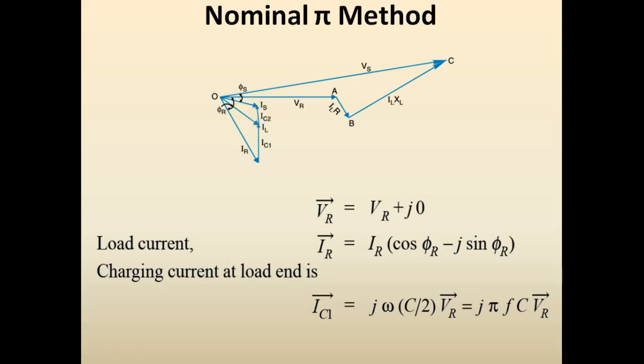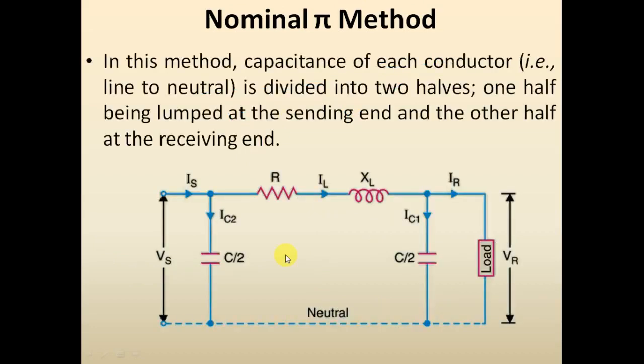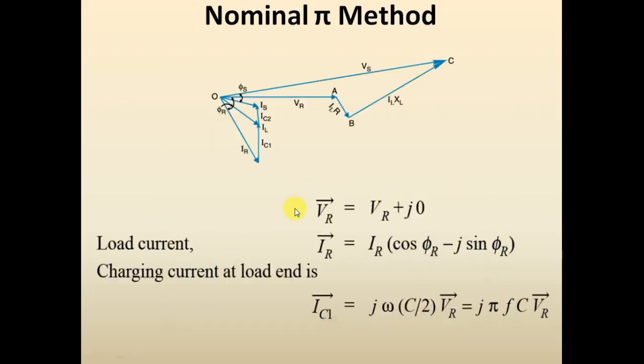Vector IC2 can be obtained by drawing a line perpendicular to that of vector VS. So first we have to obtain the vector VS. Vector VS is obtained by applying KVL in this particular loop. By applying KVL in this loop, we will be able to obtain vector VS as the sum of vector VR and the impedance drop which is occurring in this transmission line.